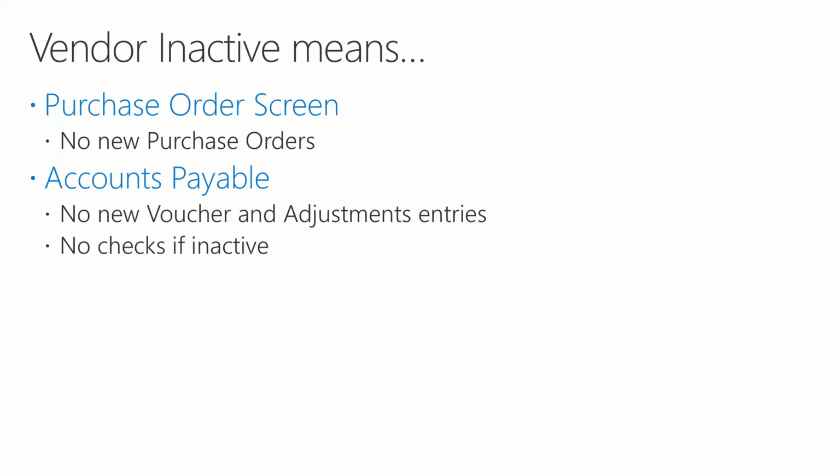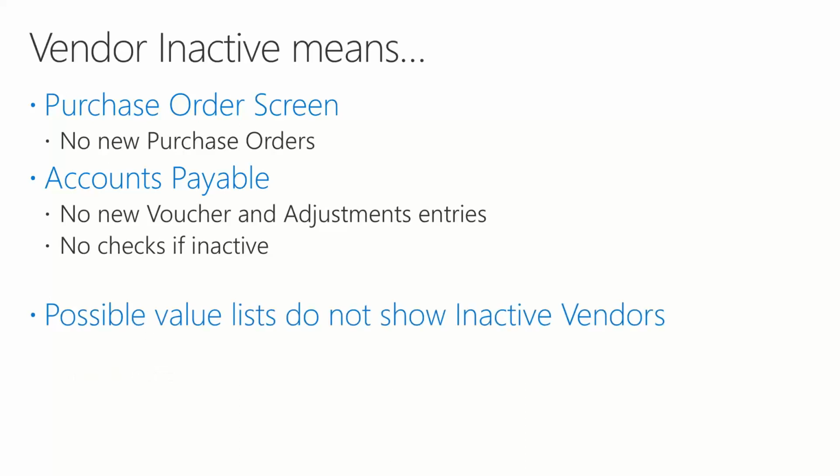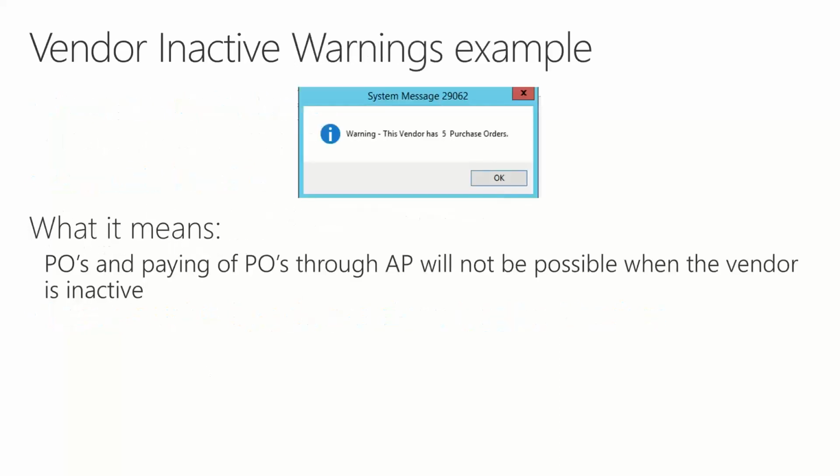But here are the other things. No new vouchers can be entered against him and no checks can be cut for him because he is inactive. That's big, but it's also very powerful because it allows us to really shut things down when something's going wrong. What it means to the end user is that these vendors stop showing up in their lookup lists.